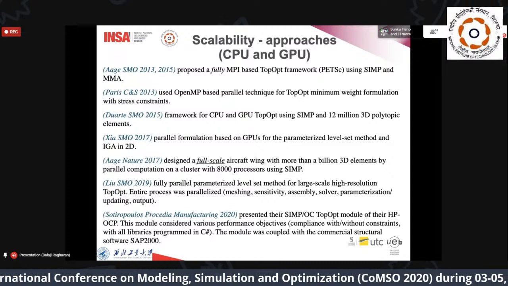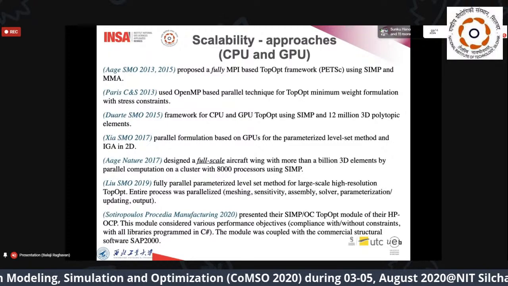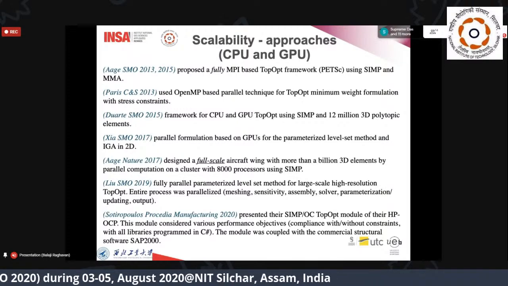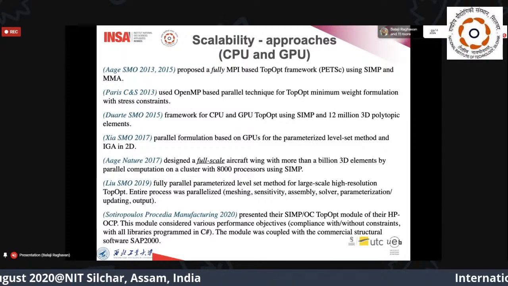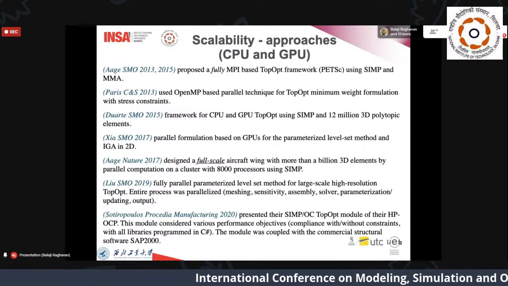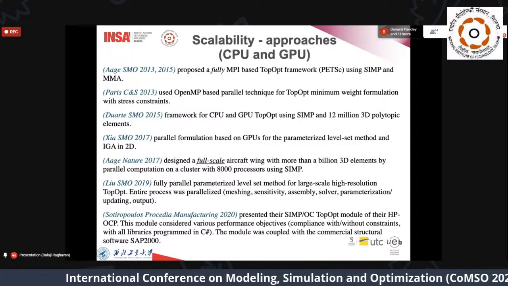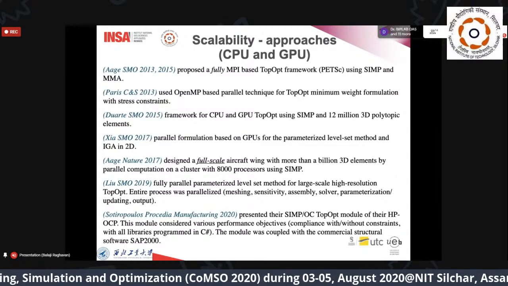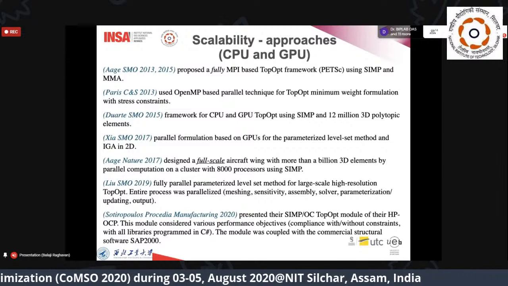You have a variety of works here, from Aage to the latest, which is probably Sotiropoulos, who presented their so-called SIMP optimality criteria TOP-UP module. This is probably the state of the art today on using HPC setups, and it has been coupled with a commercial structural software.